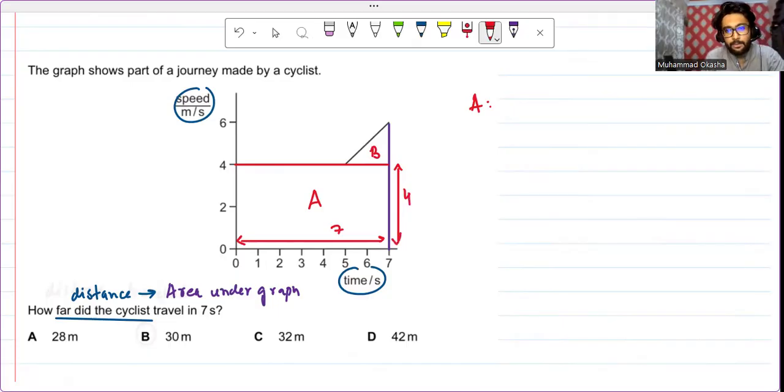This is 4. So area would be equal to length multiplied by breadth. In this case, 7 multiplied by 4 is 28 meters.